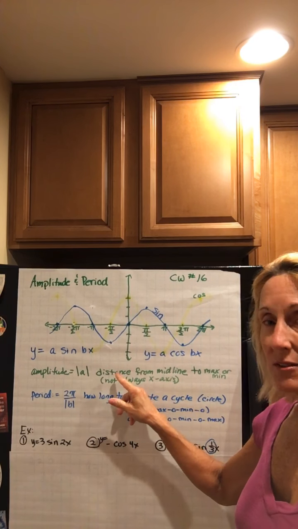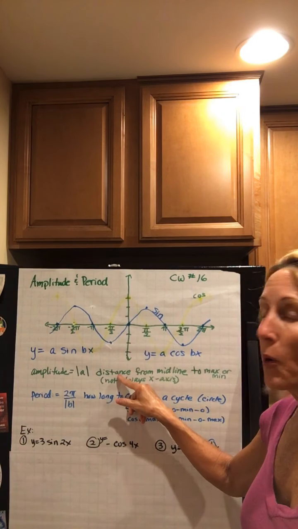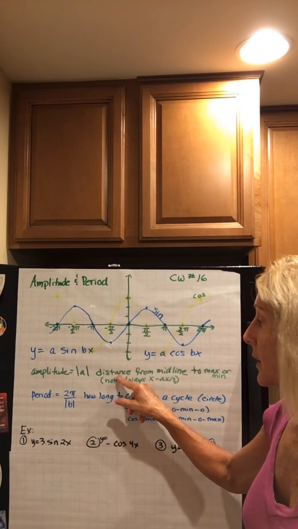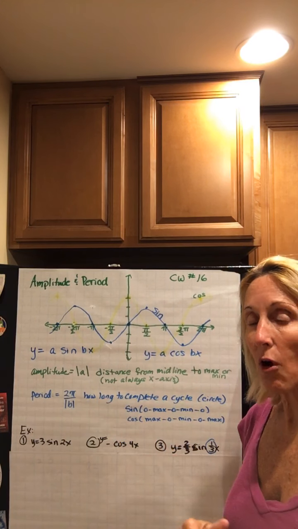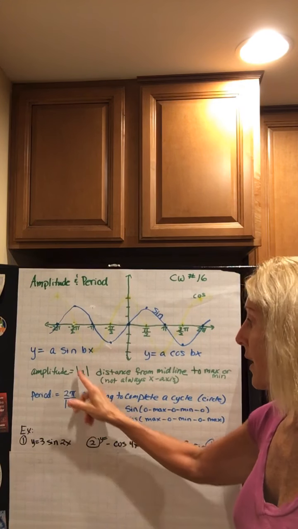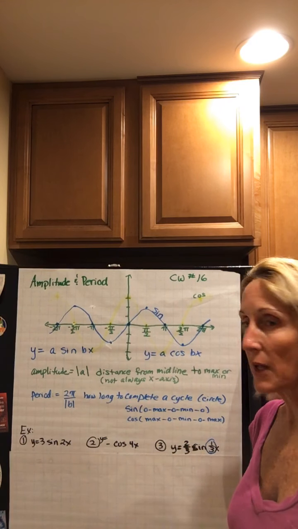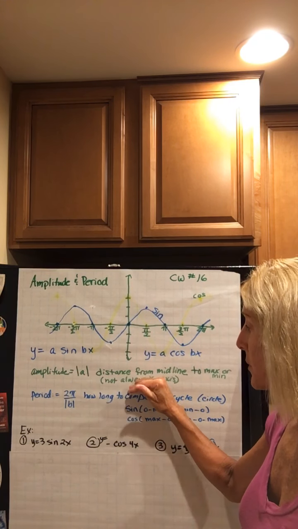Amplitude is the distance from the midpoint of a graph. Okay, it's the distance, and distance is always positive. That's why I have absolute value around the A. It's the distance from the midpoint.